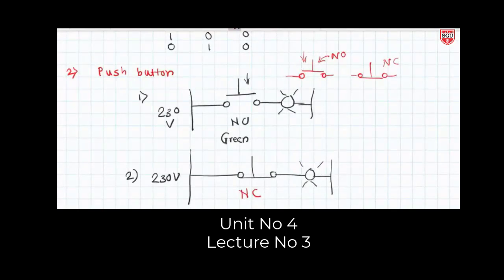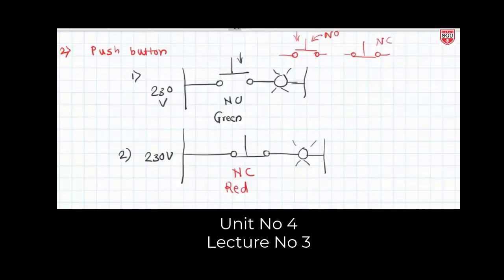So what is the condition? This is a red color push button. The bulb is in on position initially. When I press this push button, the contact will open due to the pressure stored in the spring. When we release the push button, the lever will come back to the original position and the bulb will keep glowing. That is the condition.